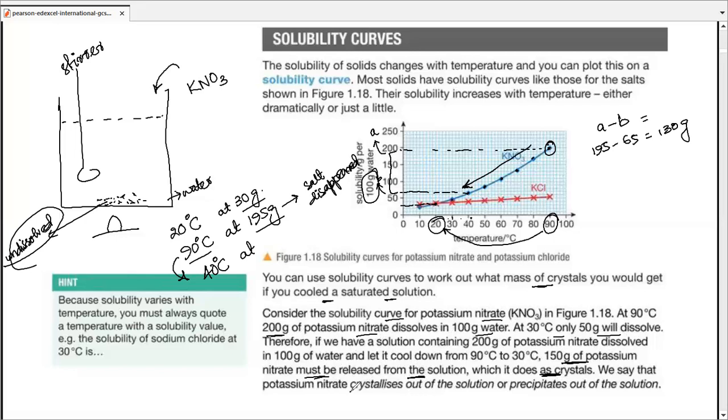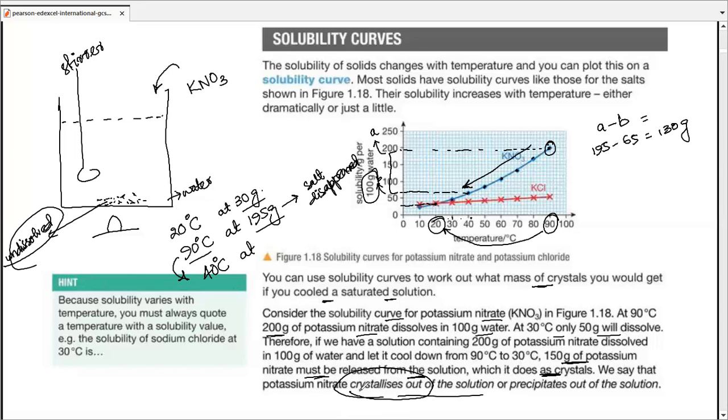So we use the word crystallizes out of the solution. This is the phrase that we commonly use. How do the crystals form? Now, this is a common question from a student's mind. How do these crystals form? How do we know these are crystals?